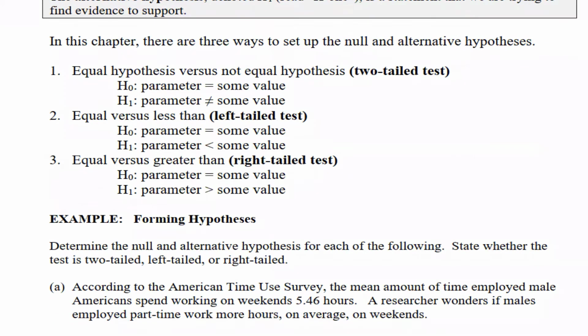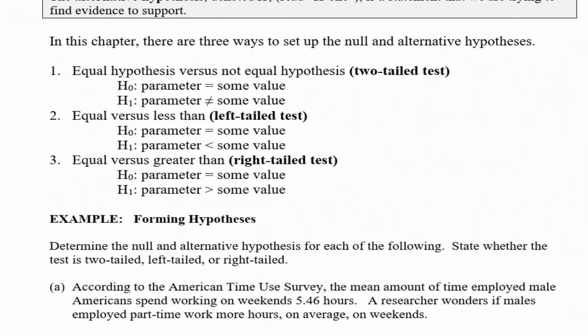So in this chapter, we're going to set up the null and alternative hypothesis in one of three ways. We're going to change this each time we introduce a new method, but for this chapter, it's one of these three ways. You're going to have what's called an equal versus not equal hypothesis. Oftentimes, I'm going to refer to that as a two-tailed test. That's where the null hypothesis is that the parameter equals some value, and the alternative is that the parameter is not equal to or different from some value.